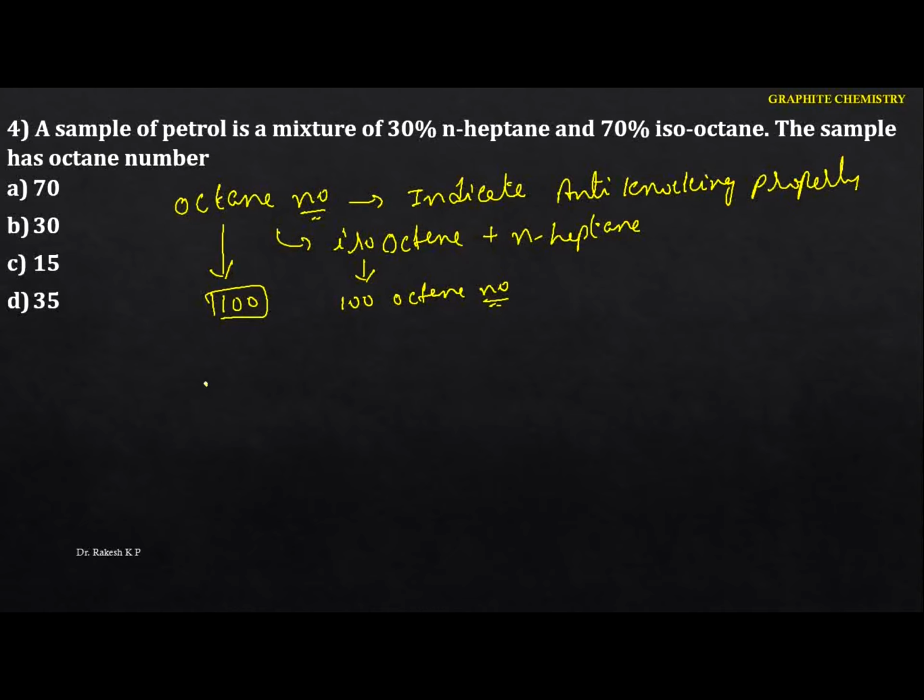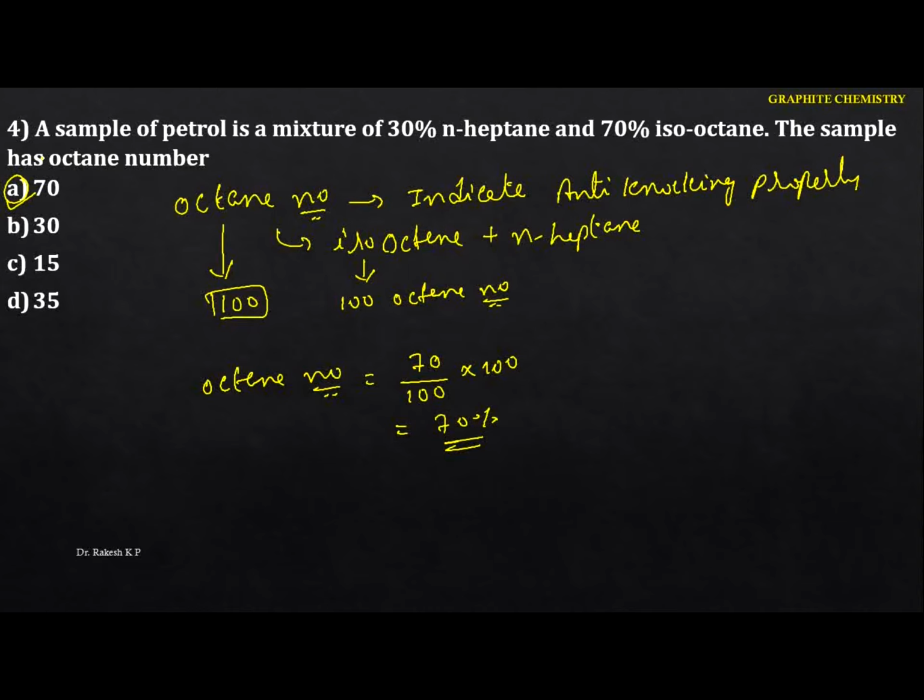If you want to calculate the octane number, what is the percentage of isooctane we have here? That is 70%. Out of the 100, we calculate the percentage like this, so the percentage we get is 70%. Hence in this case the option is A. This is the most important one: for the octane number, we keep the reference as isooctane.